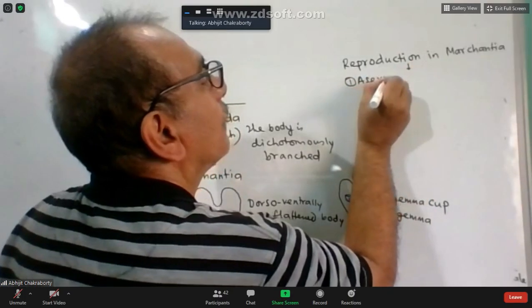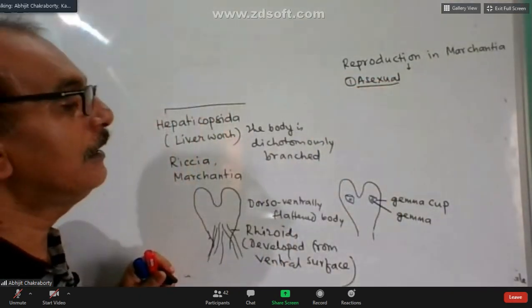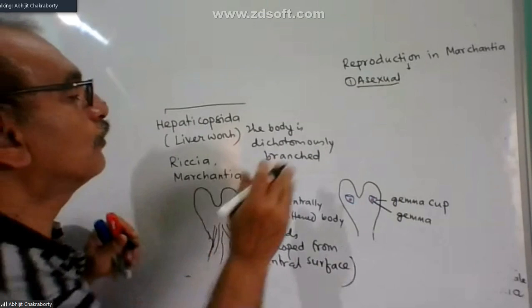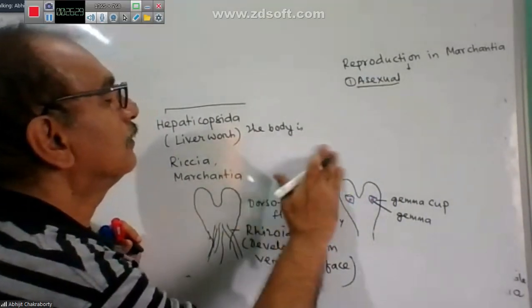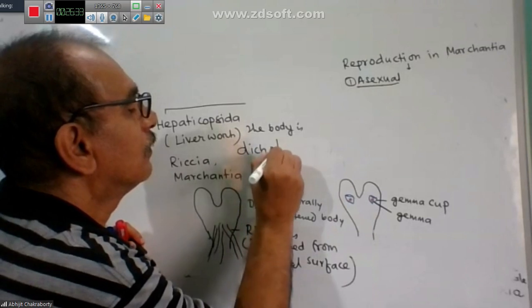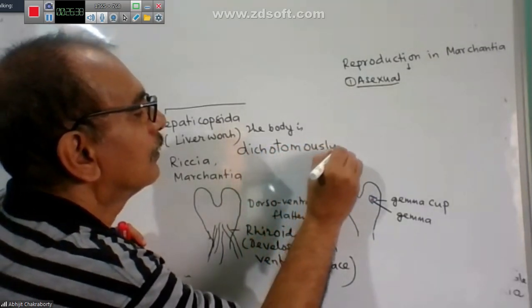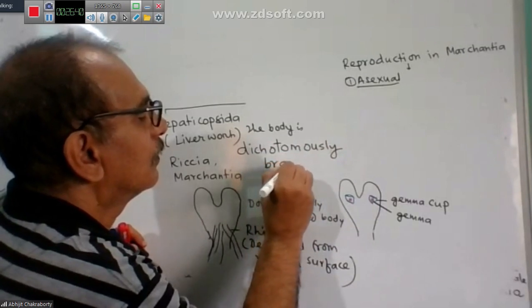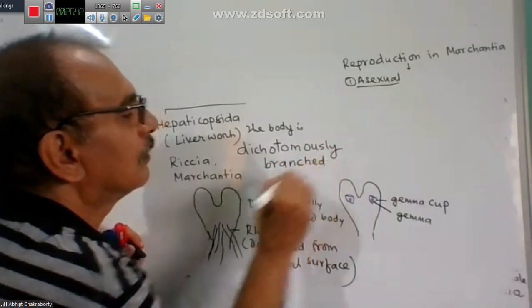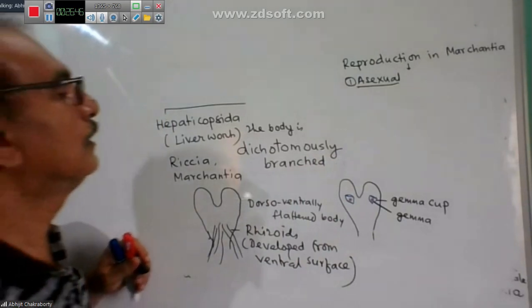First of all, asexual reproduction. Already I said it occurs by the dichotomous body.